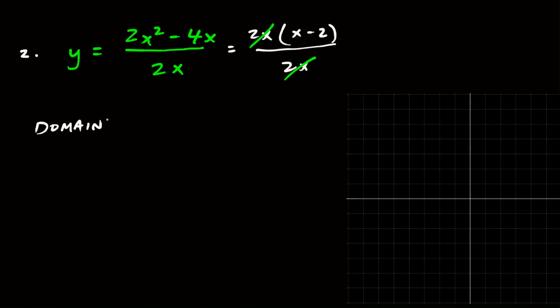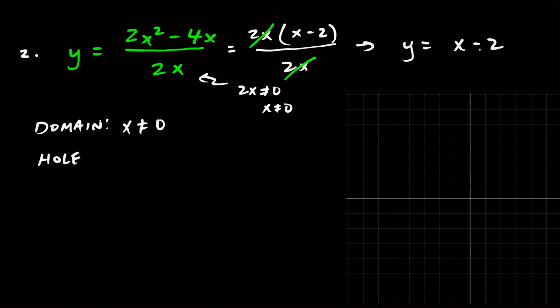So we said we needed to identify the domain first though, so we don't want to lose sight of that. So our domain, you'll notice, is the 0 of the denominator, so we'd say 2x cannot equal 0, so x cannot equal 0, so our domain restriction is x not equal to 0. The hole is whatever canceled out. So notice 2x canceled out. And when 2x canceled out, that led us to this new equation, which is simply y equals x minus 2. And it's linear, but we have the restriction where x cannot equal 0.